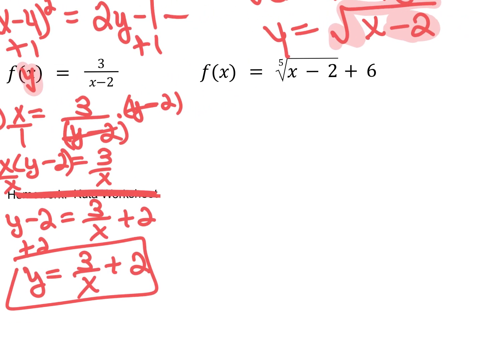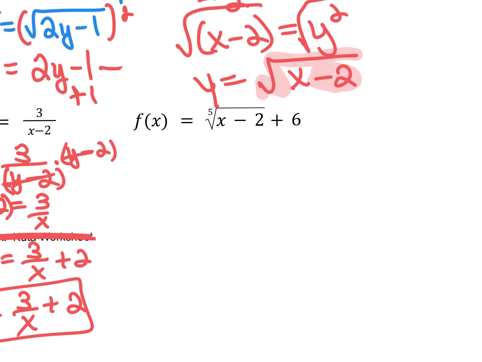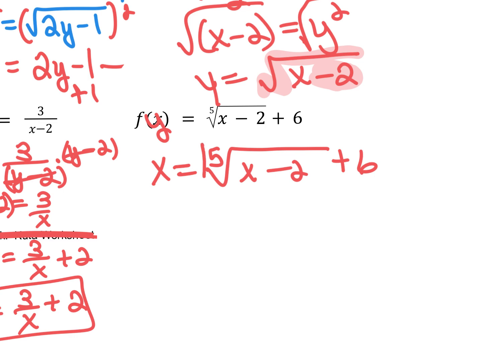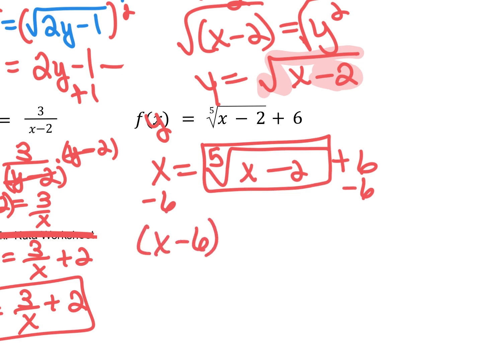Okay, then we've got, what do we got here? We've got the 5th root of x minus 2 plus 6. So we're just going to switch our x and our y. The 5th root of x minus 2 plus 6. Again, I need to get this guy by himself, so I'm going to subtract 6 from both sides. I'm going to go ahead and group those two together on the right, and I've got the 5th root of x minus 2. Okay, how do we undo a 5th root? Well, we take the 5th power on both sides.